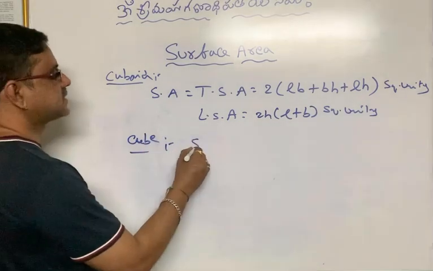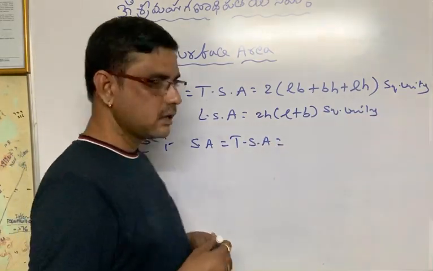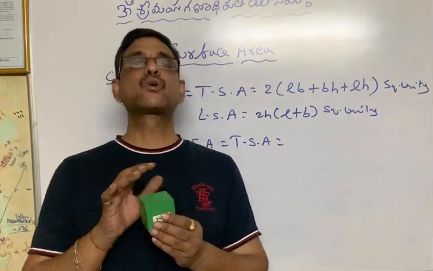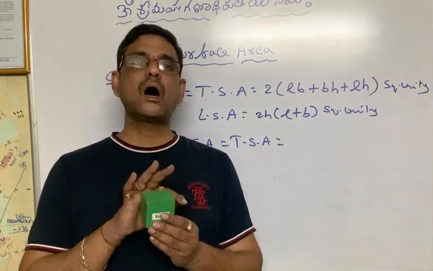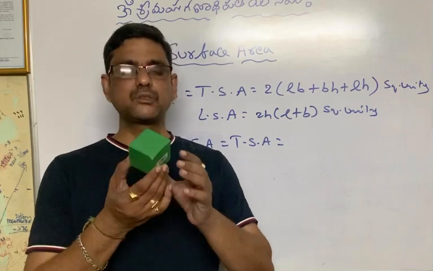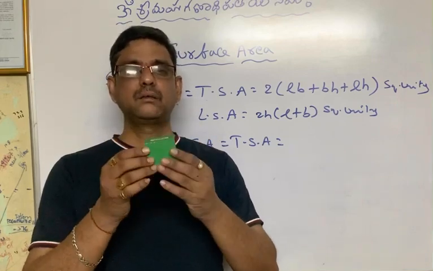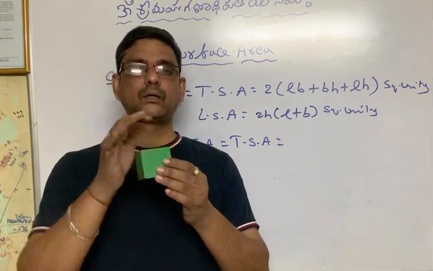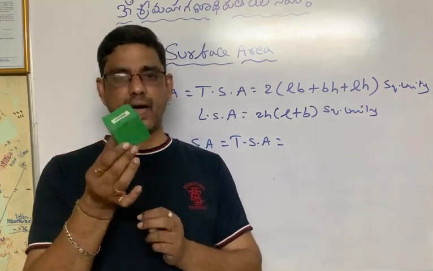What is the surface area or total surface area of a cube? A cube is a solid whose faces are all squares. If you observe here, you can see all its faces are squares: front, back, top, bottom and the remaining 2 side faces.